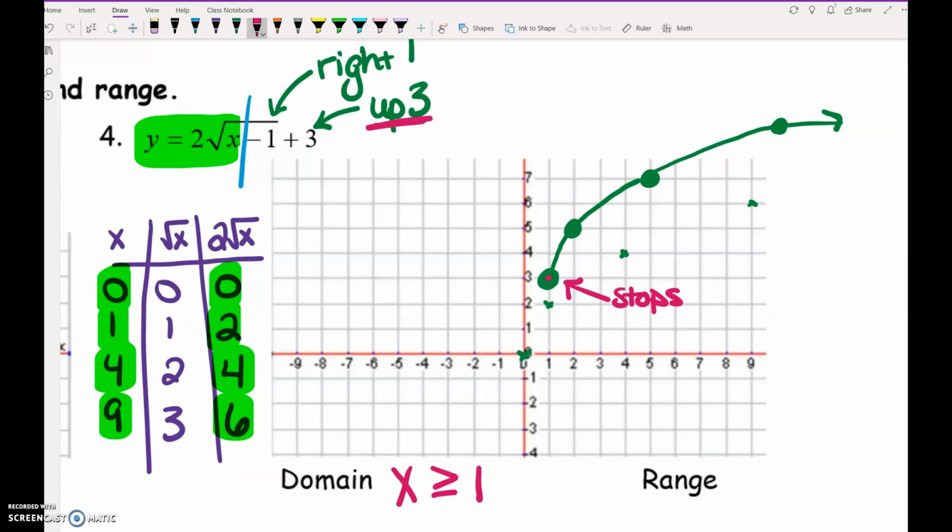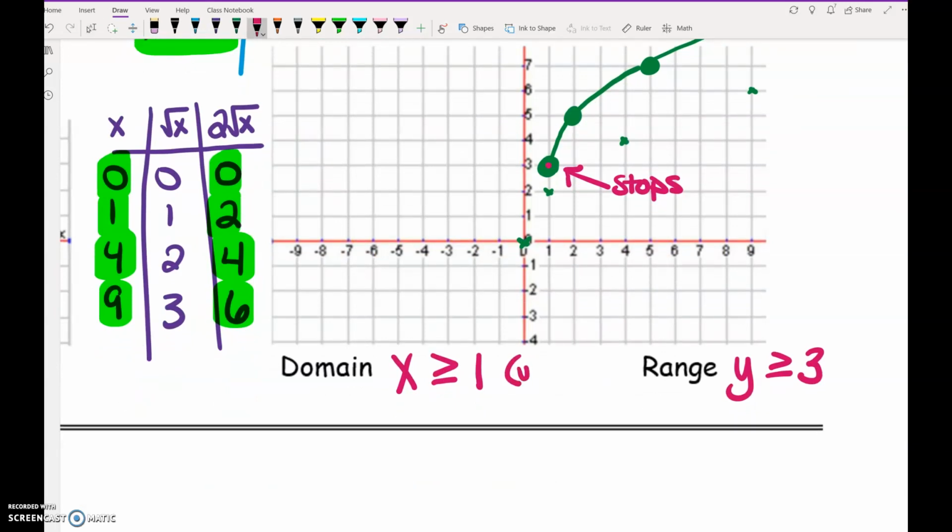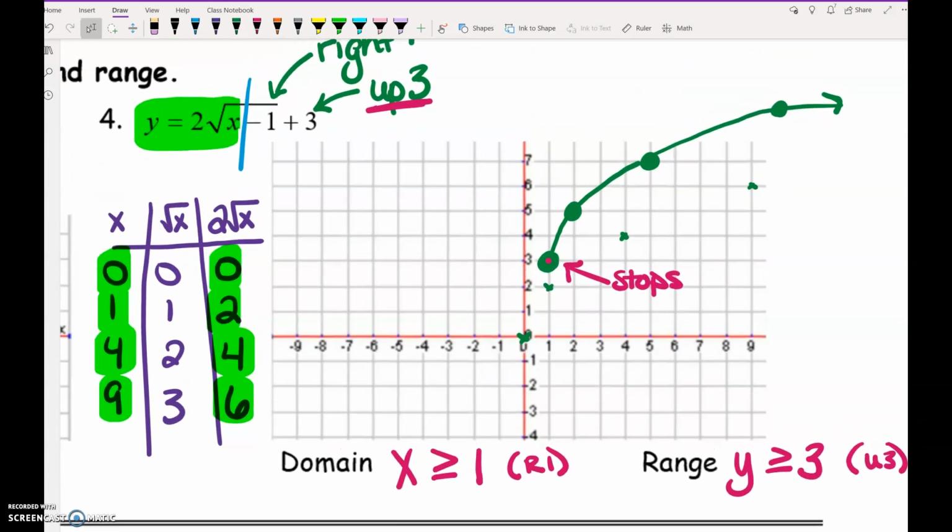Okay, the graph moved up 3. Anyone want to take a guess on the range? Y is greater than or equal to 3. So this is because the graph moved right 1, and this is because the graph moved up 3. So moving right and left, up and down, that's going to affect that range and domain and change it from 0 to whatever we move side to side or up or down. Okay, now kind of a crazy question. What if there had been a negative in front of that 2?